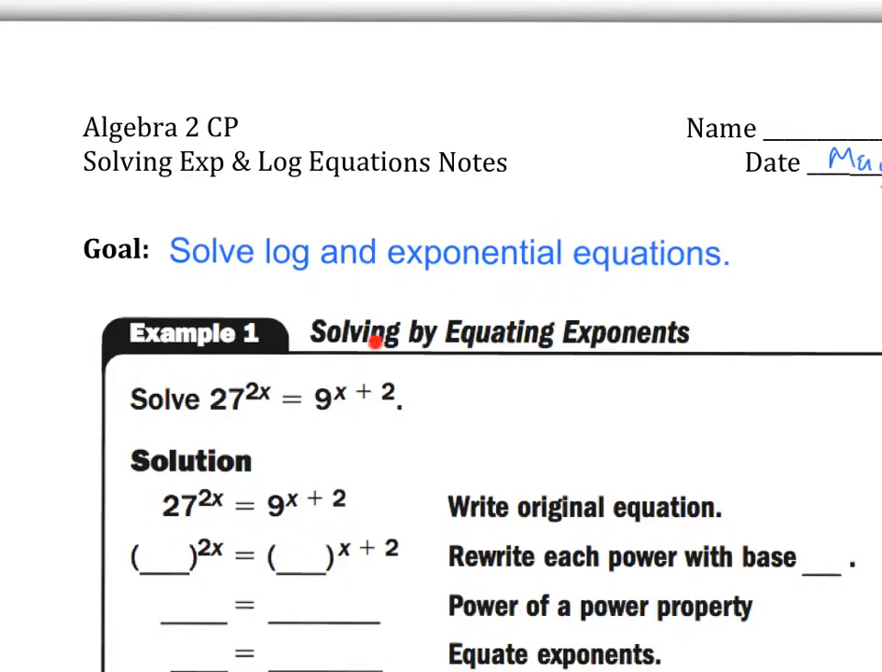Today we're going to be solving log and exponential equations. Everything we've worked up to so far, all that log information, is going to provide us with background for this. All the expanding we've done, all the condensing we've done, all the simplifying, all that's in order for us to solve equations like this.